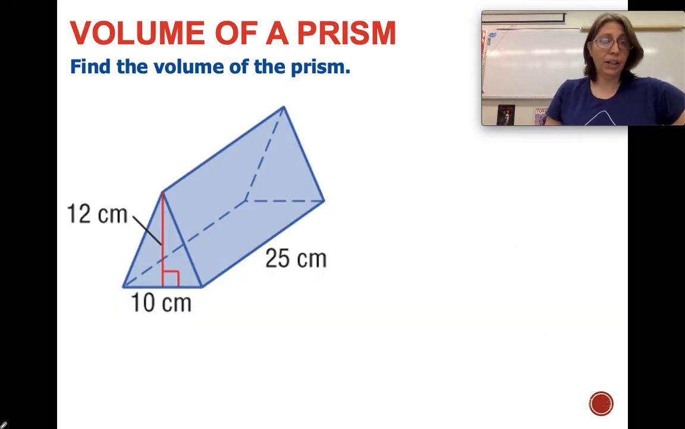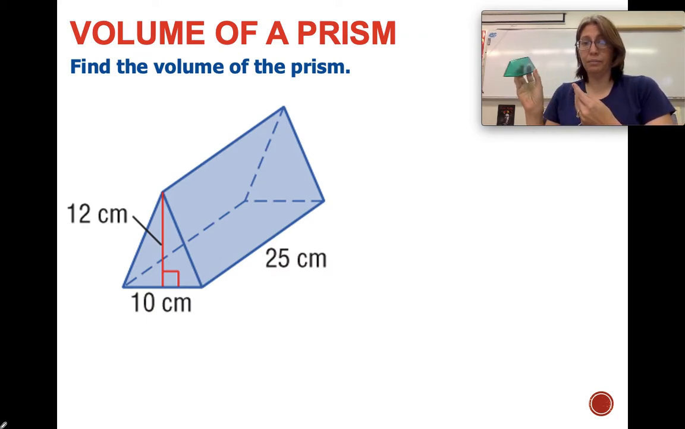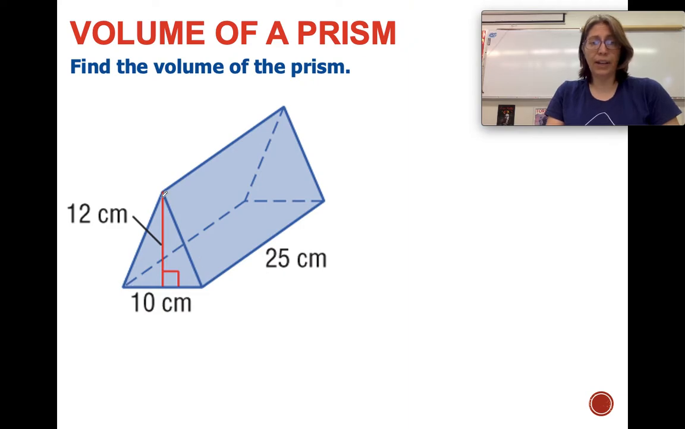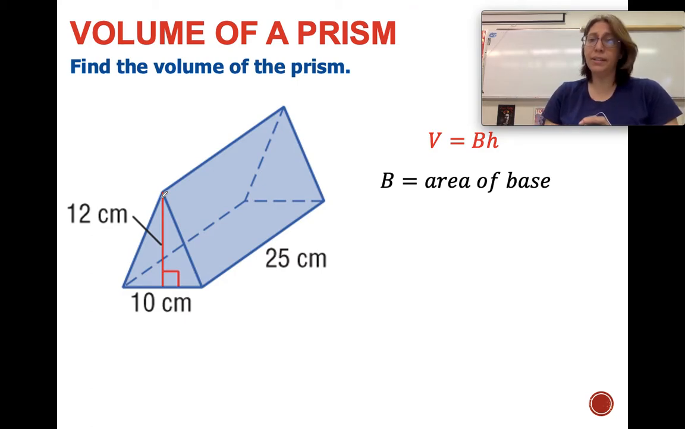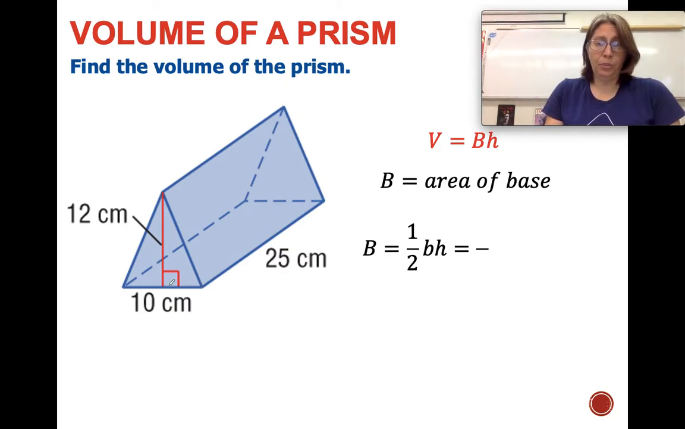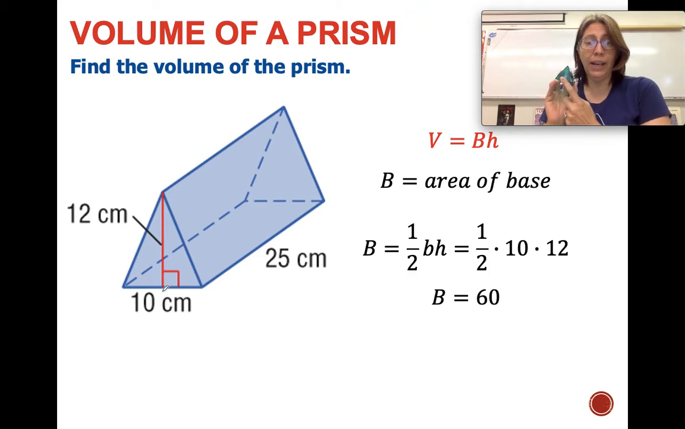I have a triangular prism here, and we want to find the volume of this. To do that, I have to find the area of the base, which is a triangle. How do you find the area of a triangle? The area of this triangle is 1/2 the base of the triangle times the height of the triangle. So this little b isn't the same as the capital B. The base of the triangular bottom is 10. The height is 12. So the area of the base of the prism that we're looking at is 60.